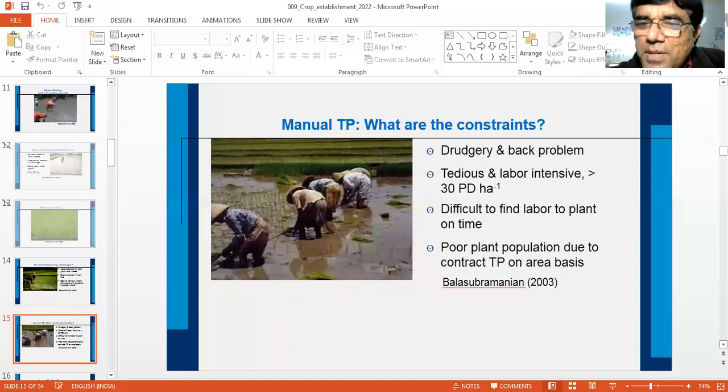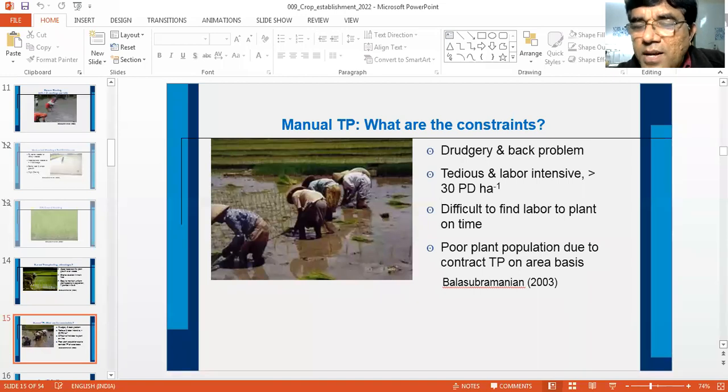Person day per hectare means laborers, or if I am labor, you can call me labor. So 30 laborers per hectare. Difficult to find labor to plant on time. That is also a constraint. Many farmers in Punjab, Haryana, and some other parts of the country are switching over to direct seeding, mainly because of shortage of labor.